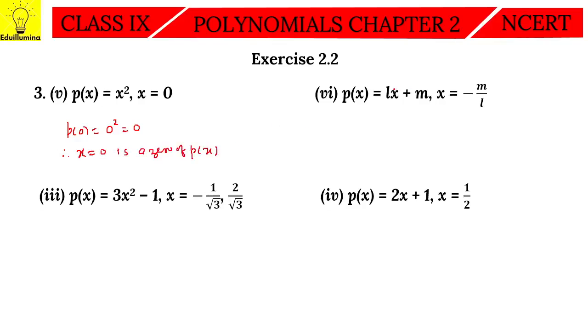And the next is p of x equal to lx plus m, and we will check for x equal to minus m upon l. So let us replace x with minus m upon l. So p of minus m upon l, so l into minus m upon l plus m. So l cancelled out, which is equal to minus m plus m. So minus m plus m is 0. So again x equal to minus m upon l is a zero of the given polynomial.